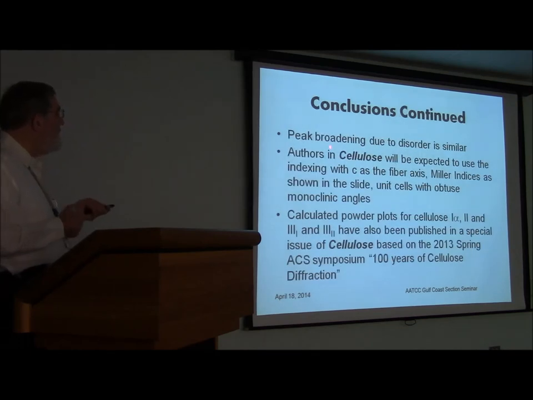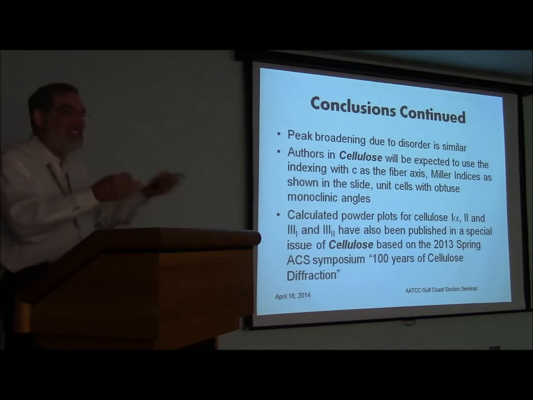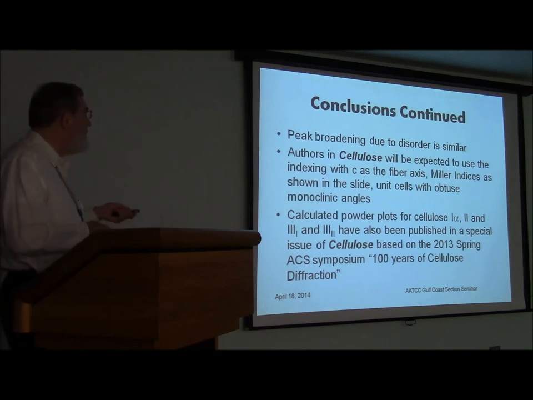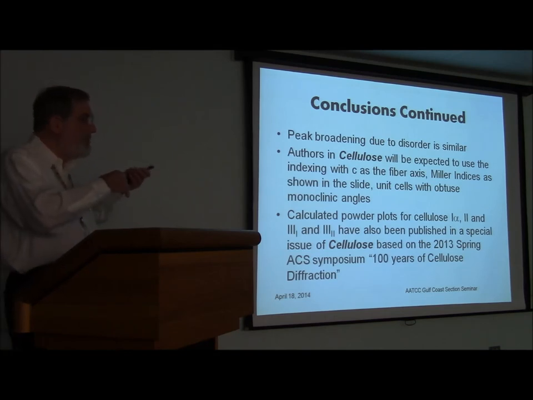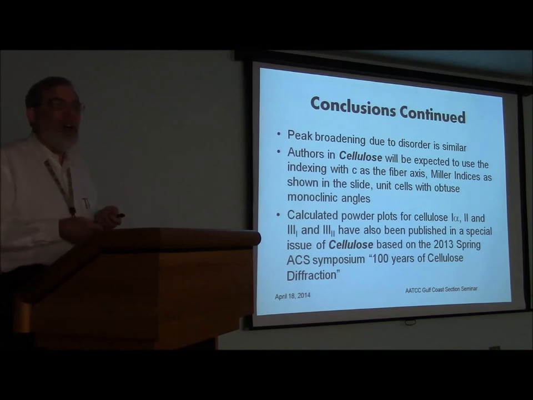The peak broadening due to disorder is similar to crystallite size. So you can lump the disorder in with the crystallite size if you like, more conveniently than you can lump crystallite size into the disorder, I think. It's a better approximation. And if you're going to publish your paper in Cellulose, I expect people to use the modern indexing with c as the fiber axis and Miller indices as we showed in the slides, and the unit cells with obtuse monoclinic angles. There, many conventions have been used over the years, but in order to establish the relationship between the patterns you're analyzing and the modern crystal structures, I want everybody to use the same conventions.